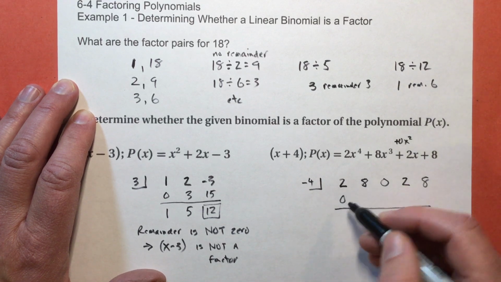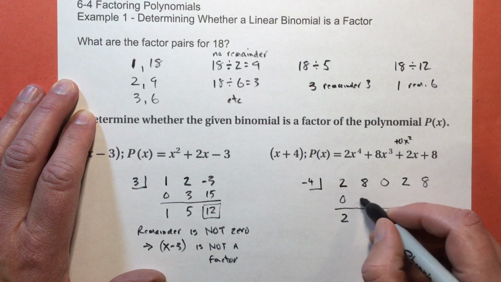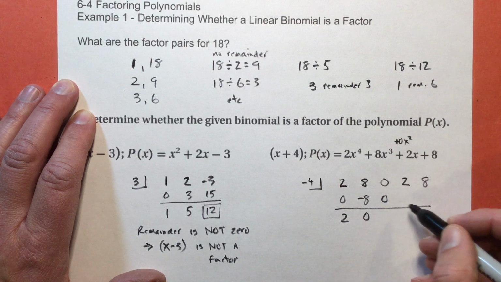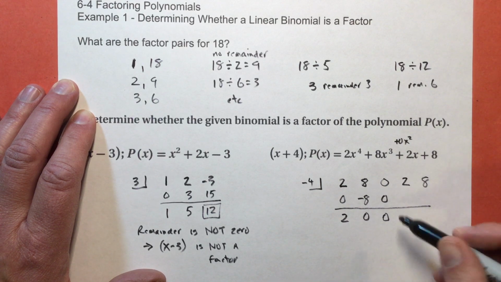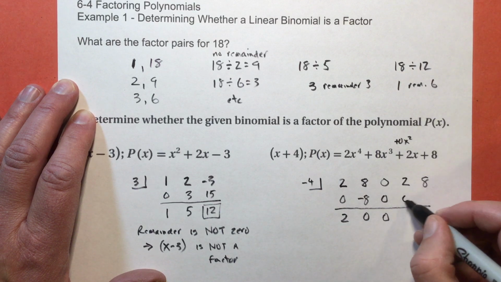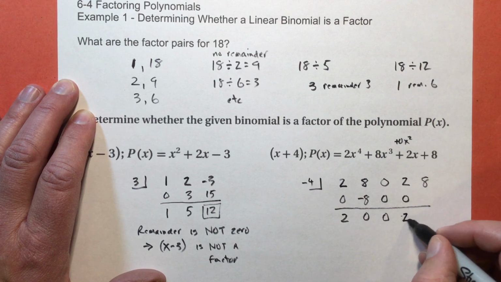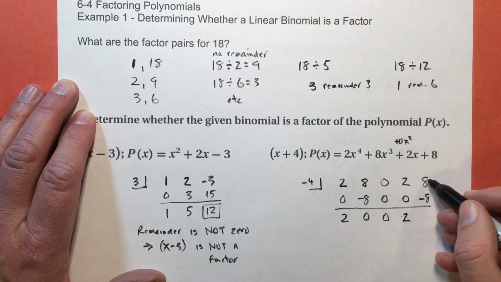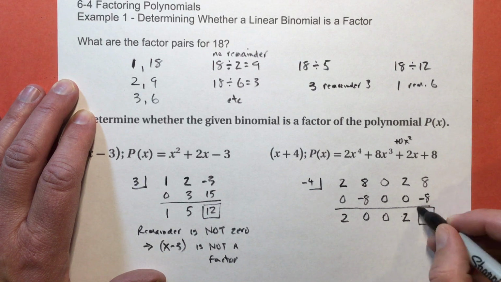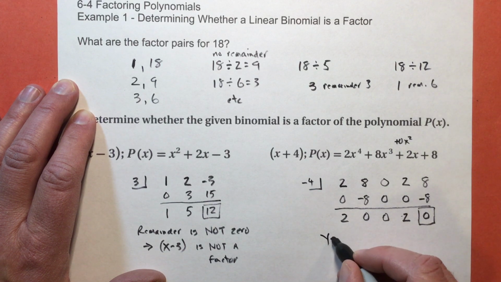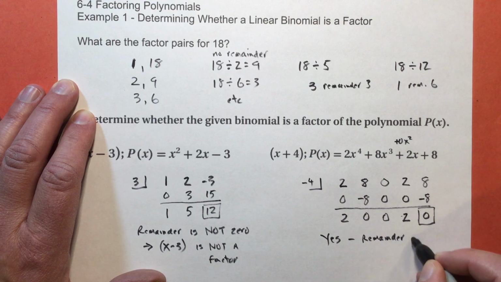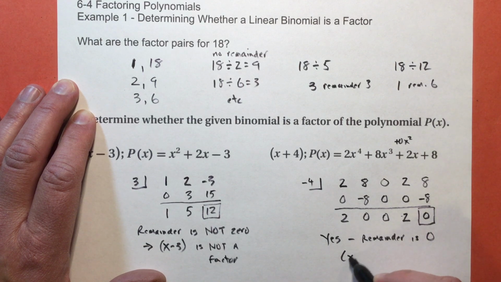We'll go fast. 2 plus 0 is 2. -4 times 2 is -8, and I get 0. -4 times 0 is 0. 0 plus 0 is 0. -4 times 0 is 0. 2 plus 0 is 2. And then -4 times 2 is -8. 8 plus -8 is 0, and that is my remainder. So the answer is yes. Since the remainder is 0, x plus 4 is a factor.